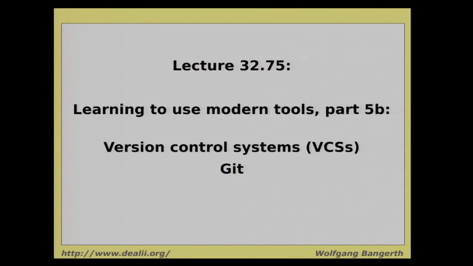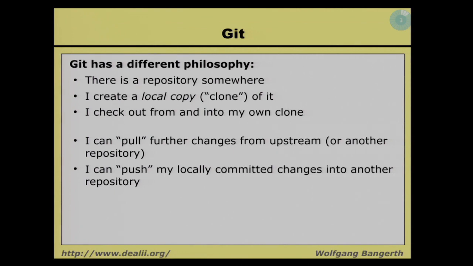So this is lecture 32.75. Git has a different repository model than Subversion, like I told you. Every project has something like an official repository, okay? But then there are many other repositories that belong to individual people. So in my particular case, let's say I want to develop something, then I would have a local copy of the whole repository, okay? Now the terminology for this is called a clone.